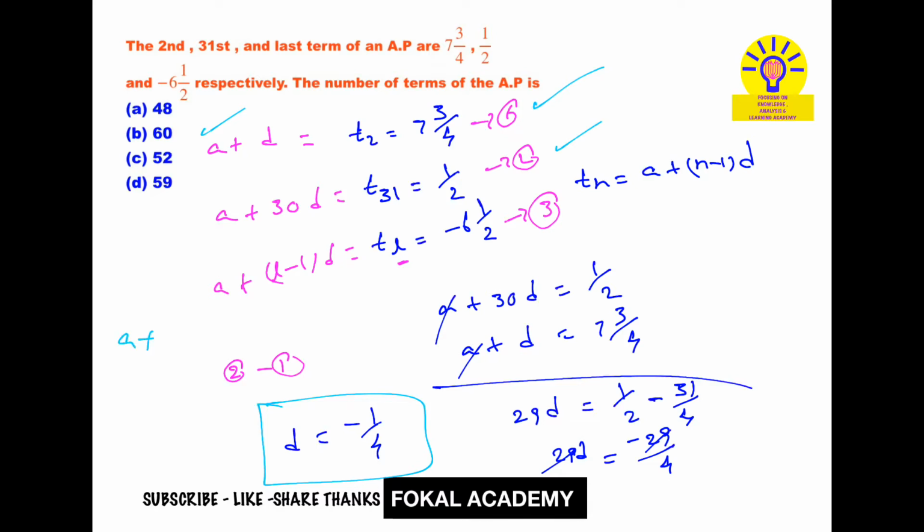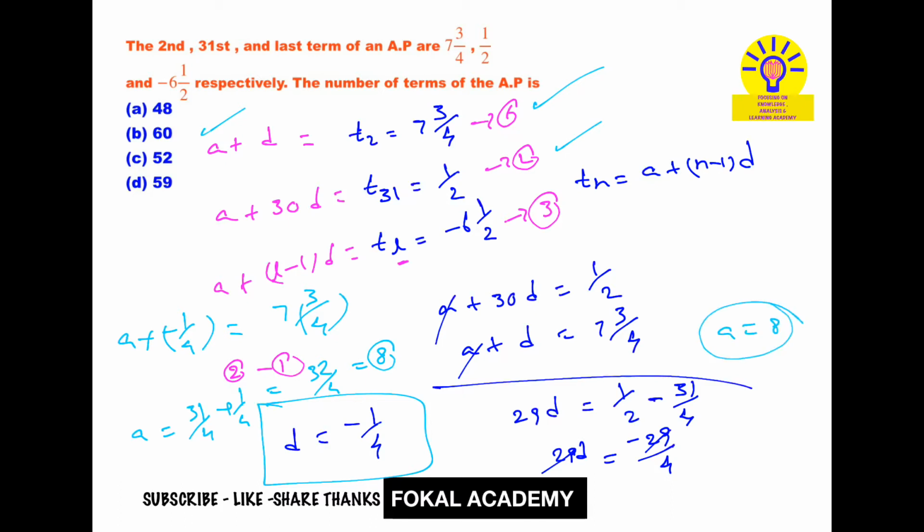A plus D is equal to minus 1 by 4, that is equal to 7 3 by 4. From this we get A is equal to 31 by 4 plus 1 by 4, that is 32 by 4, which is equal to 8. So A is equal to 8. This is the first term, and the common difference is minus 1 by 4. Let's substitute these two values in the third equation, then we get the L value. So from this we will conclude how many terms are there in the given series.